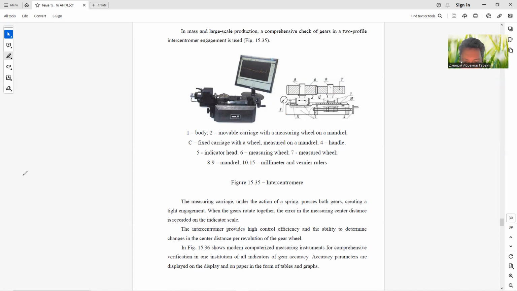The measuring carriage, under the action of a spring, presses both gears, creating a teeth engagement. When the gears rotate together, the error in the measuring center distance is recorded on the indicator scale. The interaxial meter provides high control efficiency and the ability to determine changes in the center distance per revolution of the gear wheel.